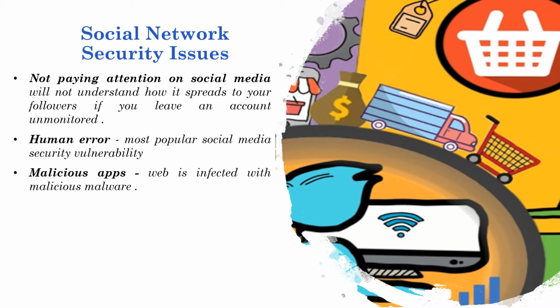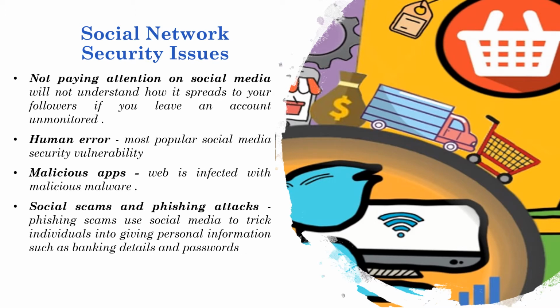And then we also have social scams and phishing attacks. Phishing scams use social media to trick individuals into giving personal information such as banking details and passwords, like the malicious apps that attempt to collect sensitive data. On major social media networks like Facebook and Twitter, as well as Instagram and LinkedIn, phishing attempts are up 150% this year. The social scams range from fake customer service accounts and a friend's fake account to spammy social comment competitions that invite you to buy this or click this.